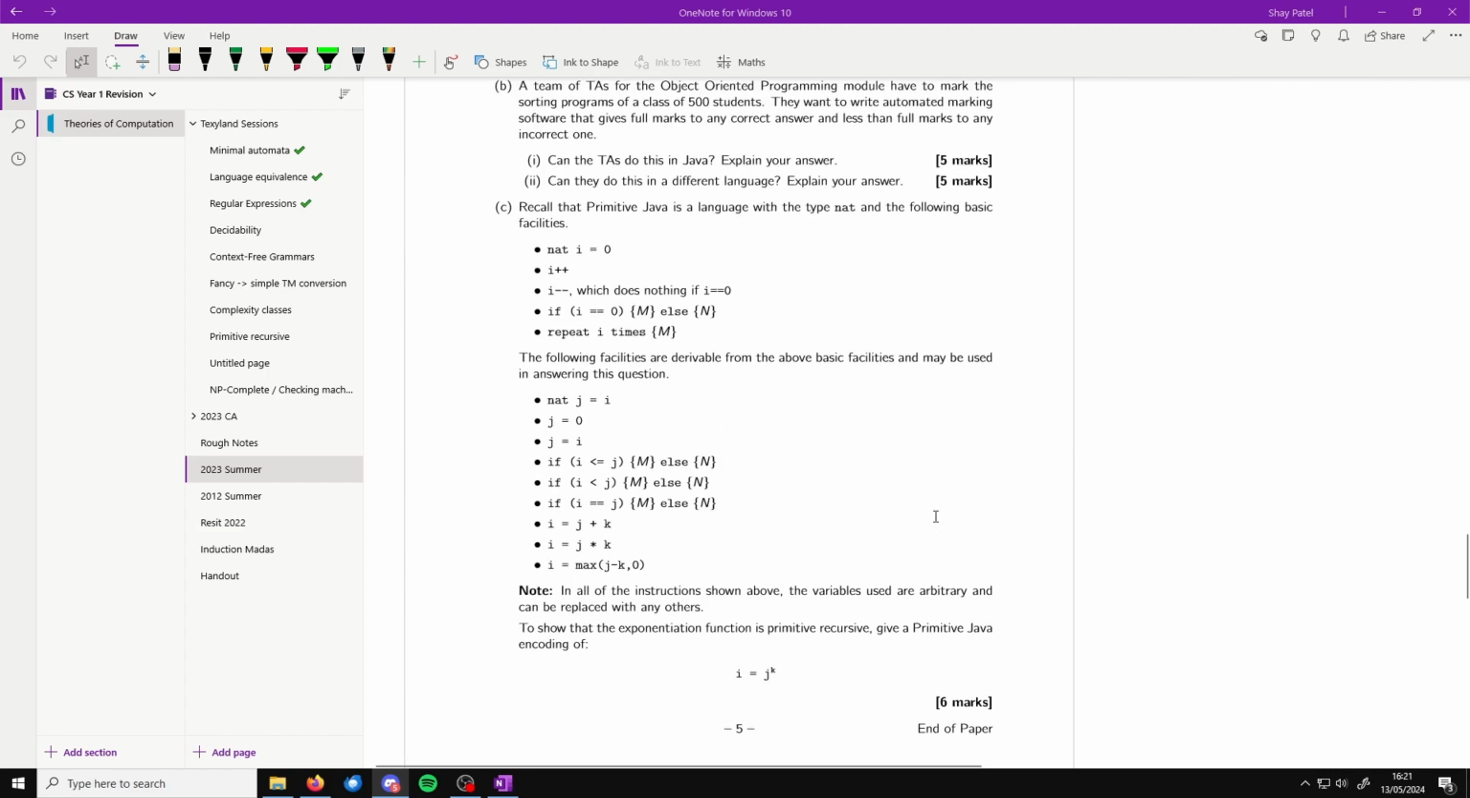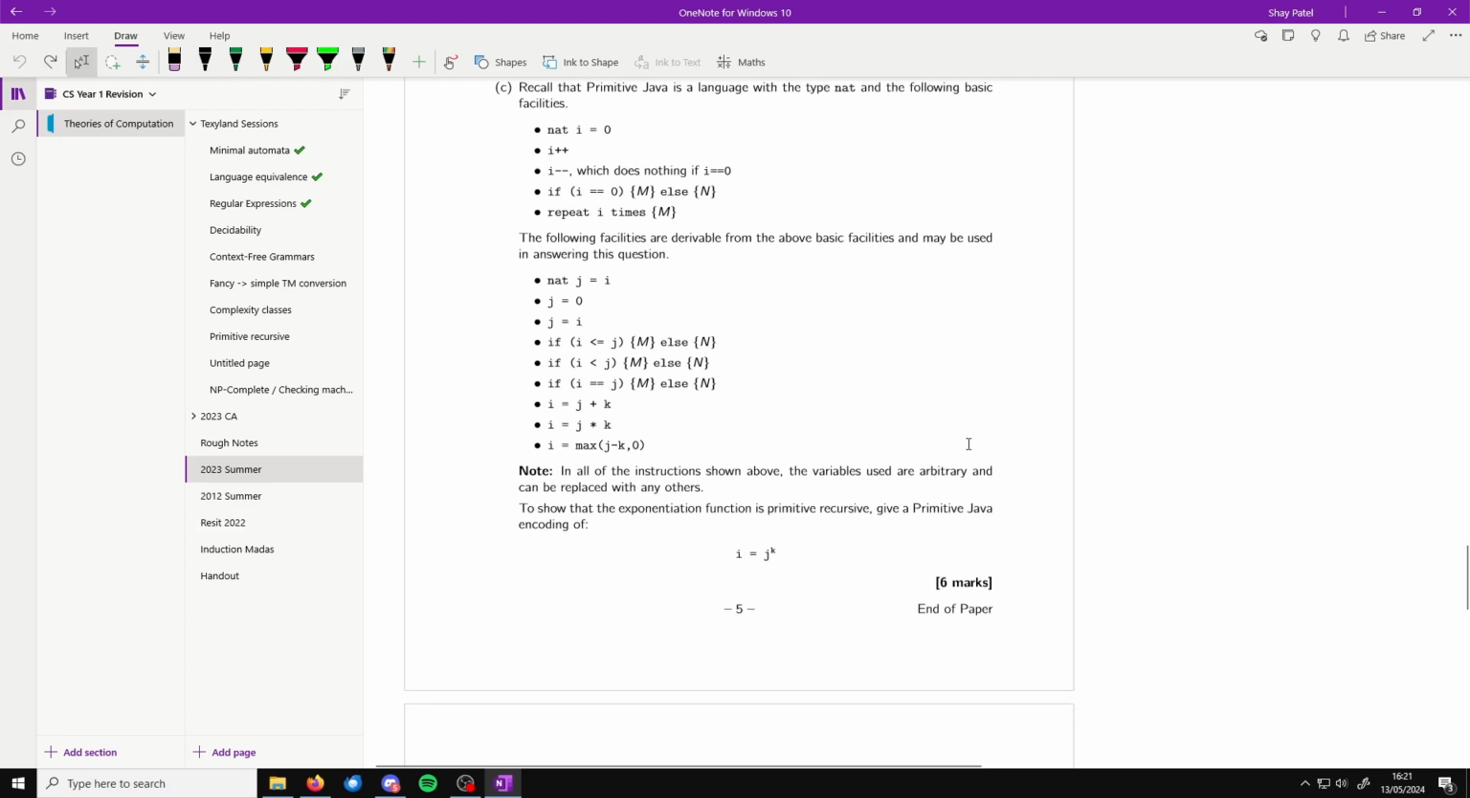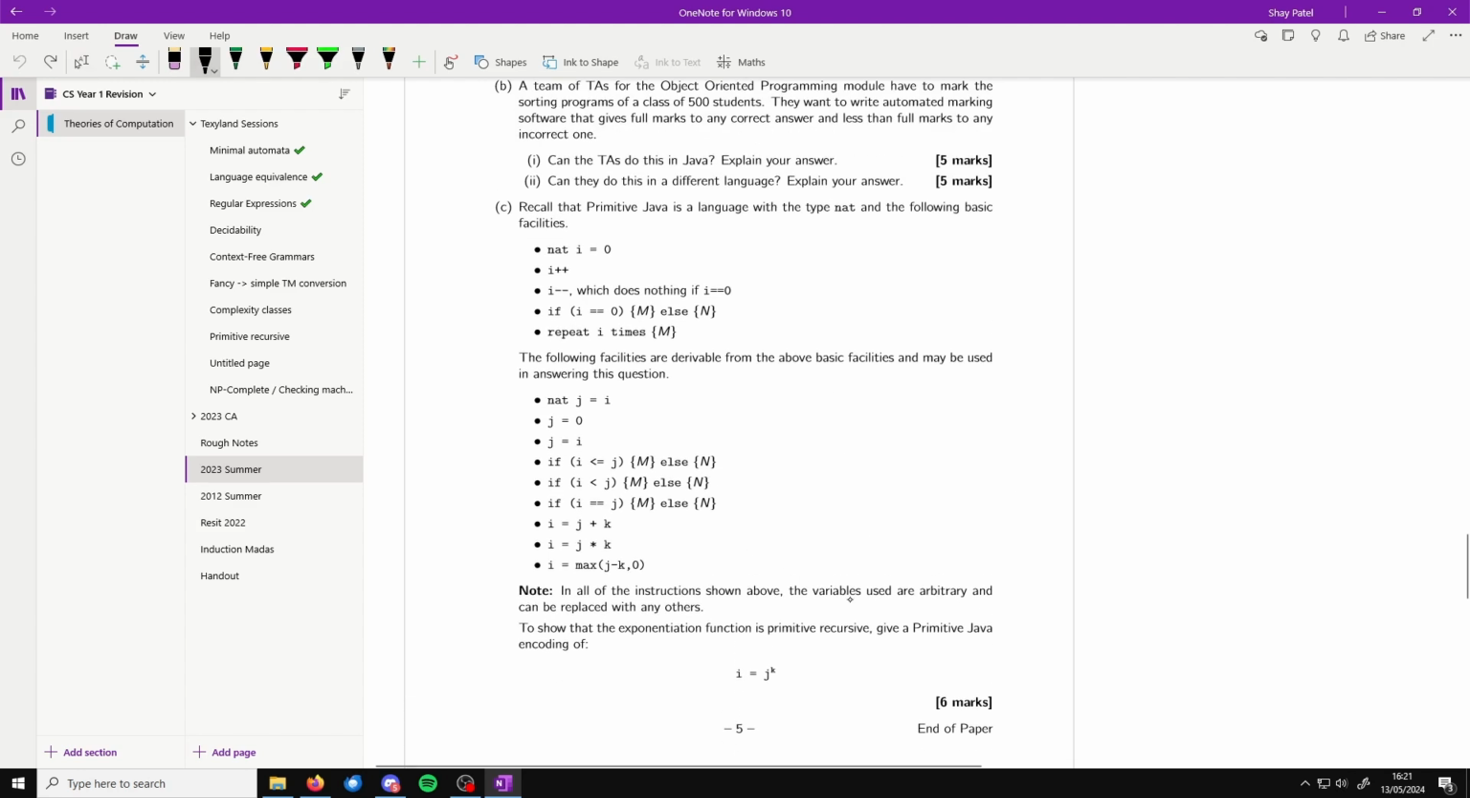Recall that primitive Java is a language with the type NAT and the following basic facilities. So these are the 5 things you can do in primitive Java. The following facilities are derivable from the above basic facilities and may be used in answering this question. This one wasn't too bad, to be fair. So to show the exponentiation function is primitive recursive, we just have to show that we can calculate this in Java. I equals j to the k is just saying I equals j times j times j times dot dot dot times j times j, and we're doing this k times, basically.